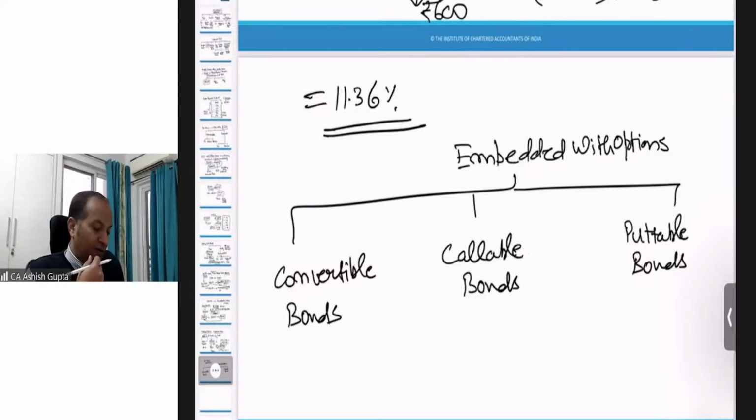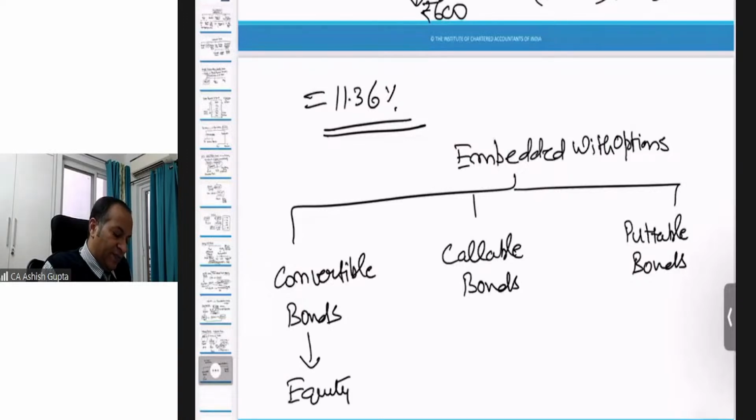Convertible bonds, callable bonds, and putable bonds. Of course, convertible bonds we shall discuss later in detail. They are converted into equity shares. The bondholder is given the option that they can get their debentures converted into equity shares.